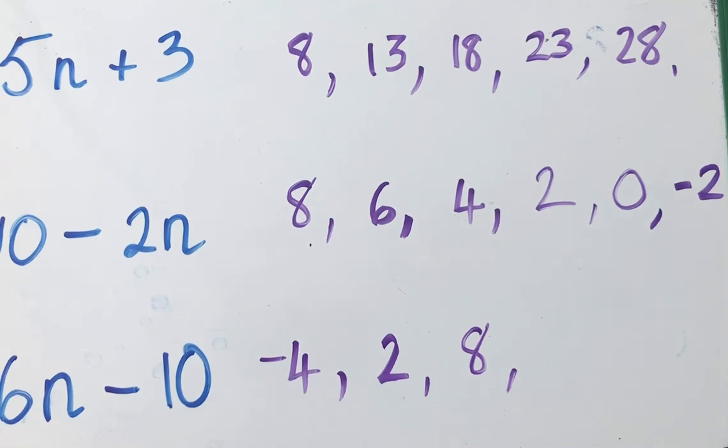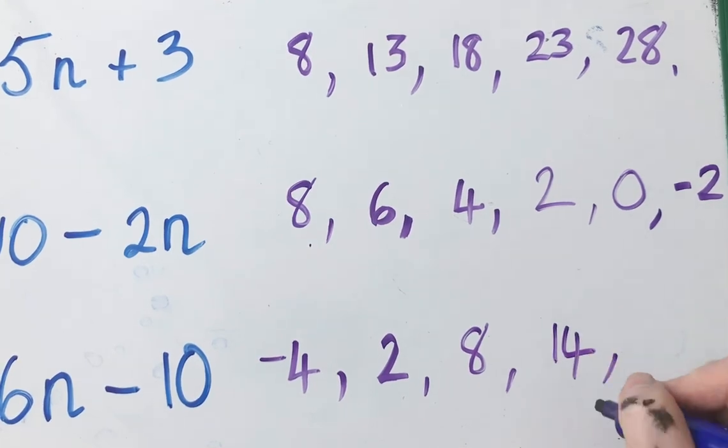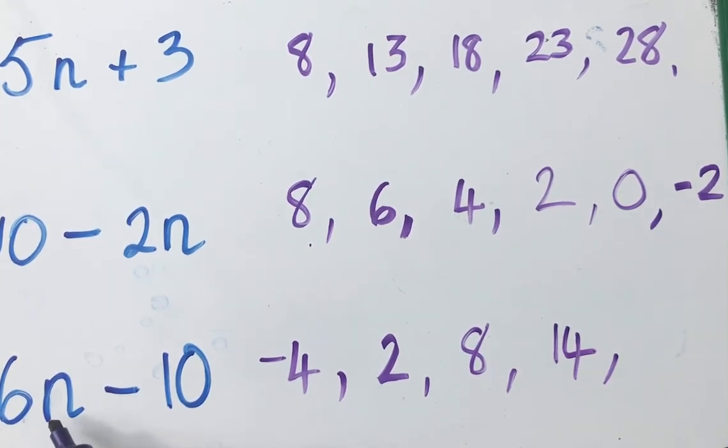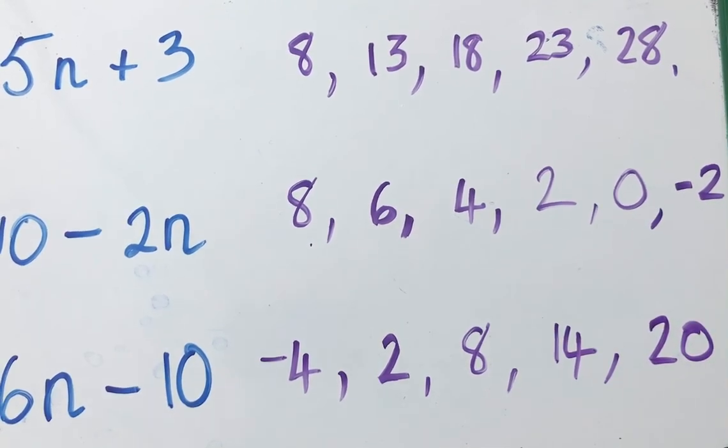Getting ahead of myself. 6 4s are 24. 24 take away 10 is 14. And finally, the fifth, 6 times 5 is 30. Take away 10 is 20. Excellent if you got those right. Can I just point out something? Even though there's a minus sign here, this one is still increasing.